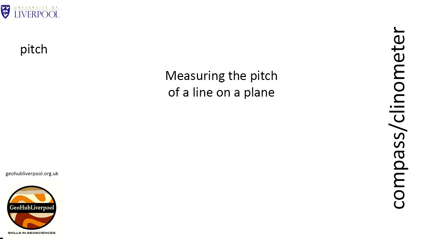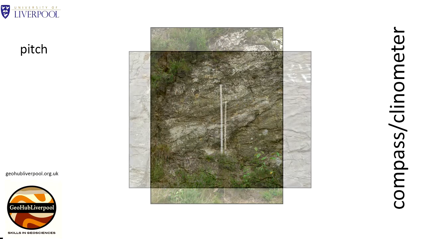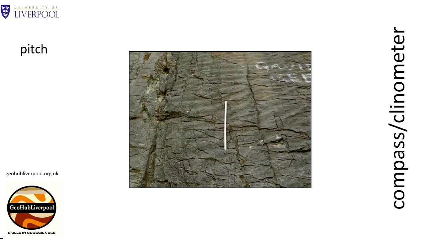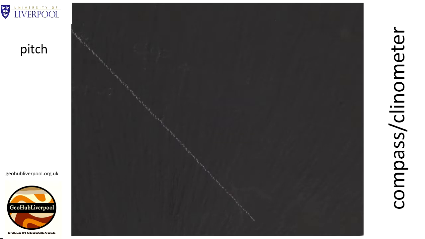The orientation of linear structures on a plane can be measured as a pitch. Linear structures could be structures like slickensides on a fault plane or the crest of ripple marks on a bedding plane. Pitch is the angle between the horizontal line and a line in the plane of measurement.